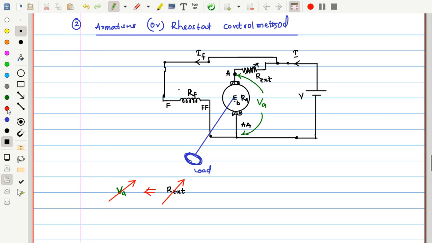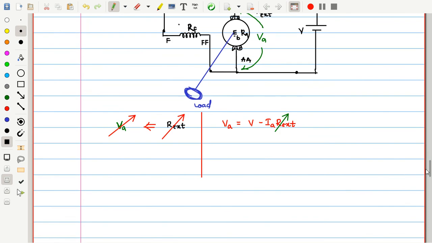Can I say, if this current is armature current IA. See this, I am applying a constant voltage, no change in that. But how much armature voltage I am getting is V, the applied constant voltage, minus IA into R external. Now see here carefully, if this R external is varied, what is going to happen? IA RA is going to change. If IA RA changes, VA is going to change.